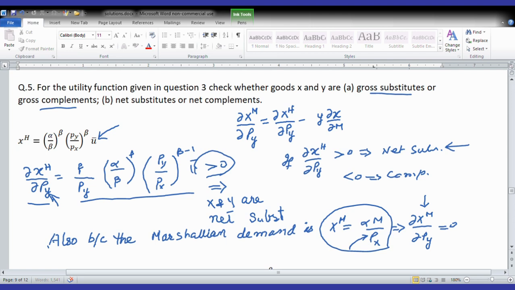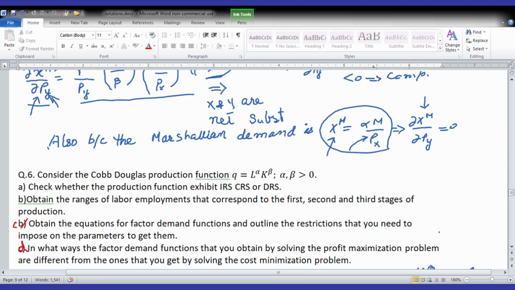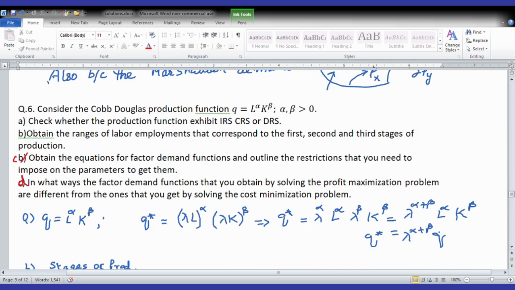So whether the goods are gross substitutes or gross complements, to check this you need to take the derivative of the Marshallian demand function for the good with respect to the price of the other good. If you want to check whether the good is a net substitute or net complement, you need to take the derivative of the Hicksian demand function of that good with respect to the price of the other good, and then you will be able to conclude on the basis of the sign of the derivative here or here whether the goods are net complements or net substitutes. So this is the fifth question that we had.